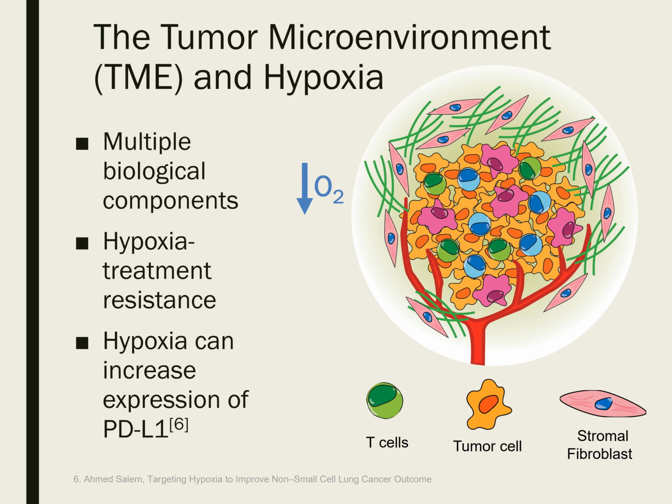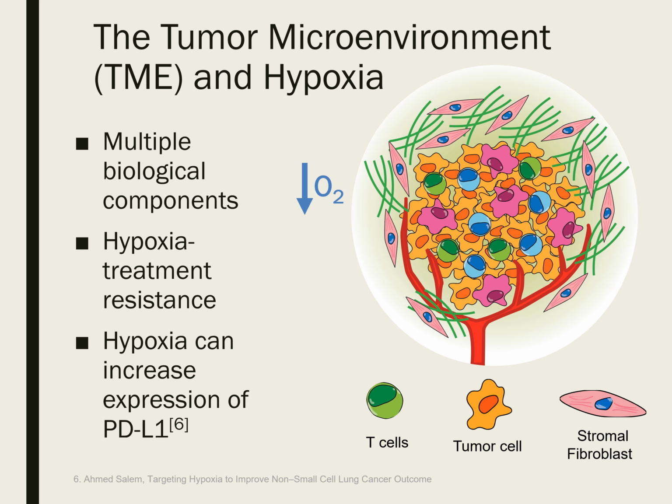The tumor microenvironment, or the TME, is composed of many different biological components. We focused on tumor cells, stromal fibroblasts, and T cells. A key contributor to treatment resistance is hypoxia, which is a low oxygen level. Hypoxia makes cells grow slower, which causes resistance to chemotherapy and radiation because they attack rapidly dividing cells. Hypoxia can also directly increase the expression of PDL1 in tumor cells by directly binding to the hypoxic response element, or the HRE, in the promoter of the PDL1 gene.